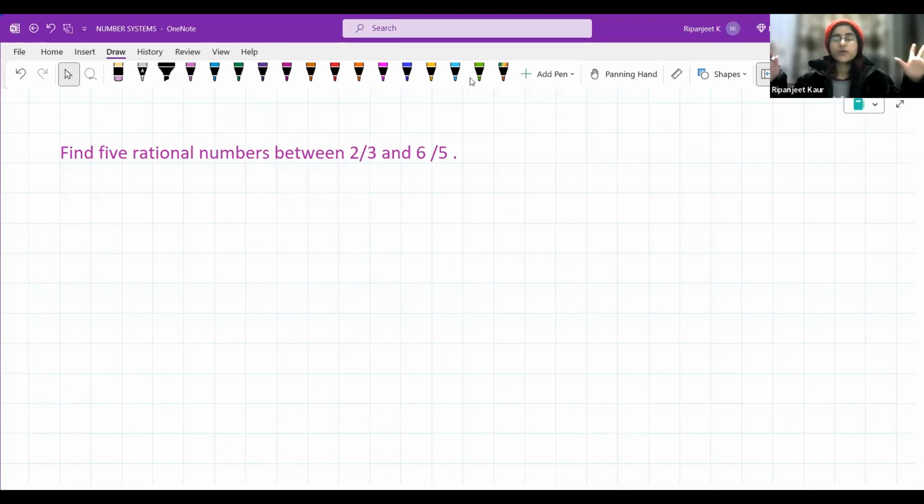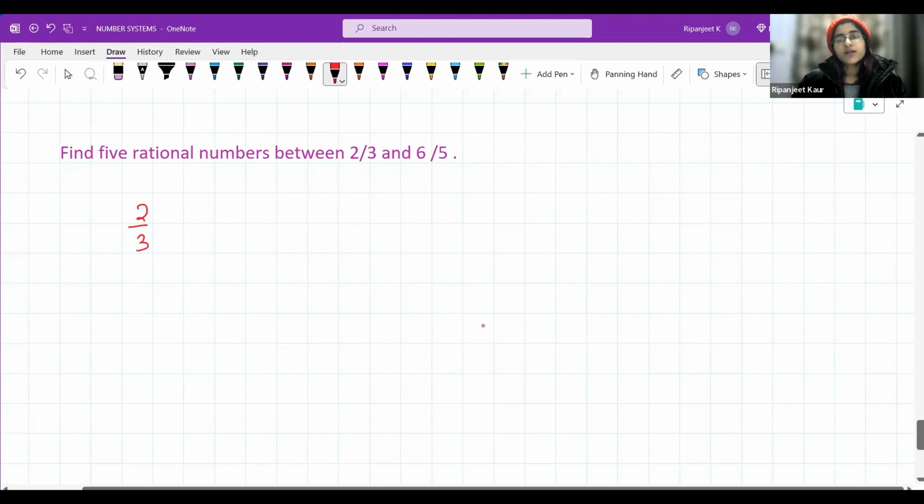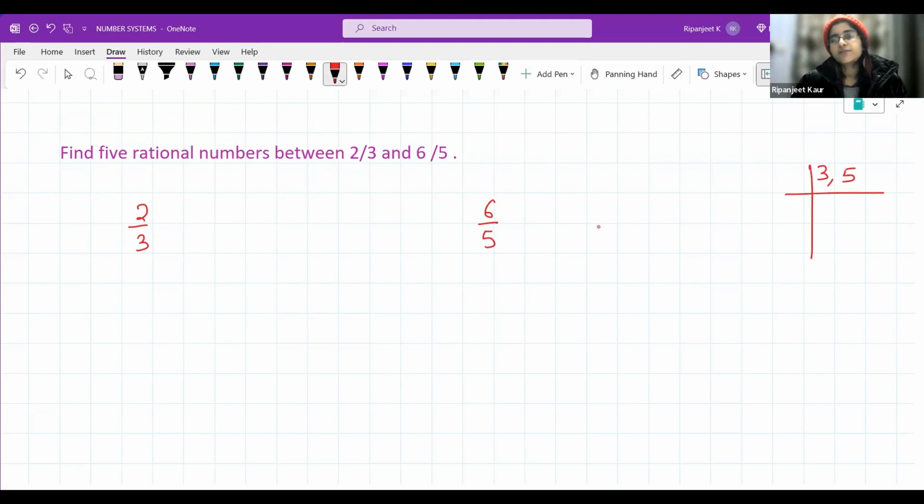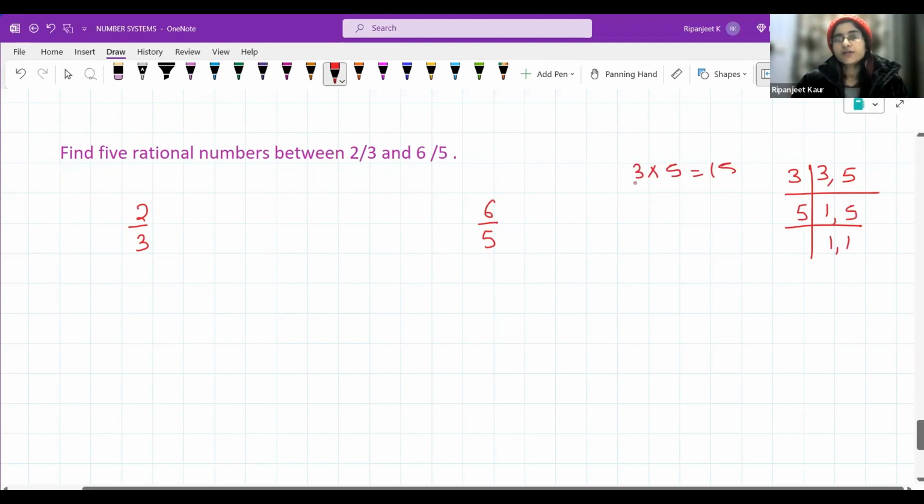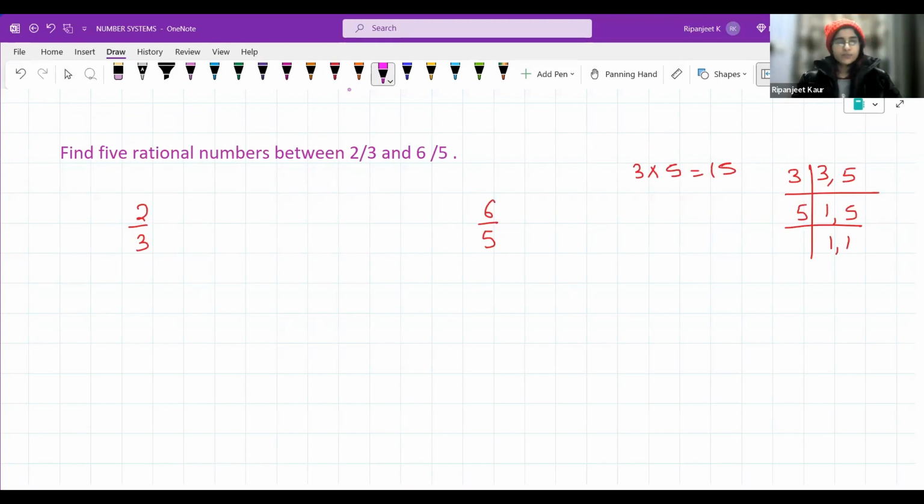But here we are not going to do adds and subtractions. We are just going to make the denominators same. So how did we do this? The number is 2 over 3. The other number is 6 over 5. Now what is the LCM of 3 and 5? 3 ones are 3, and then 5 ones are 5. So the LCM is 3 5s are 15. So below both the numbers, there should be 15.